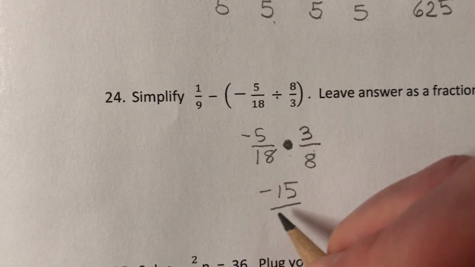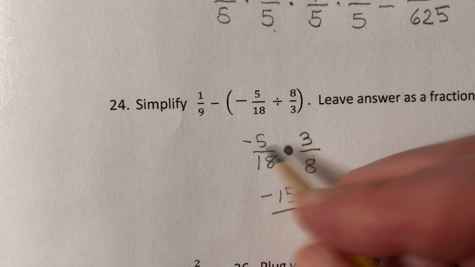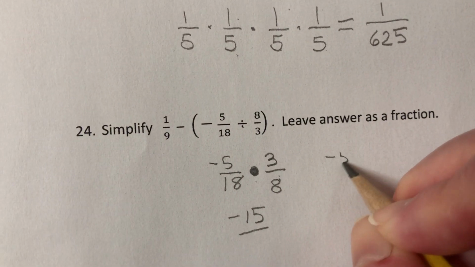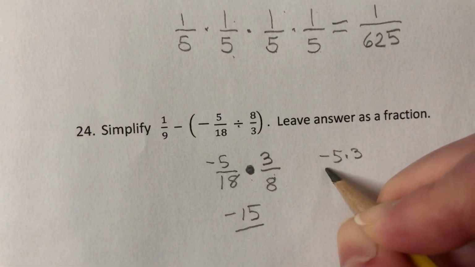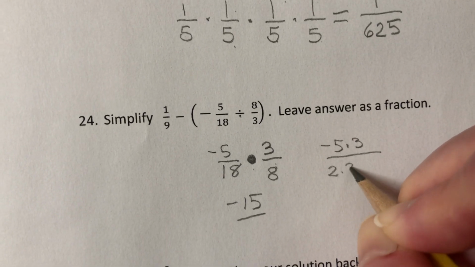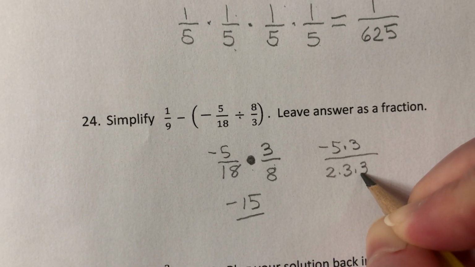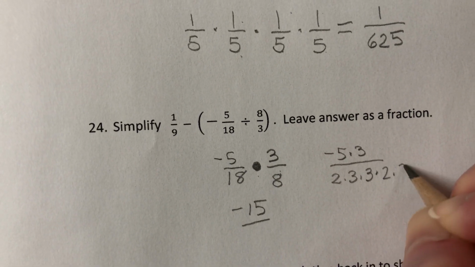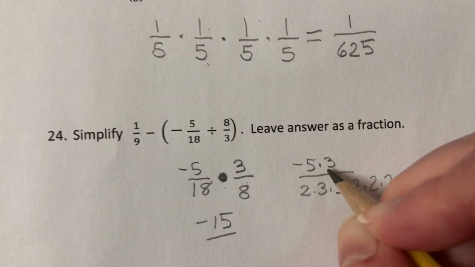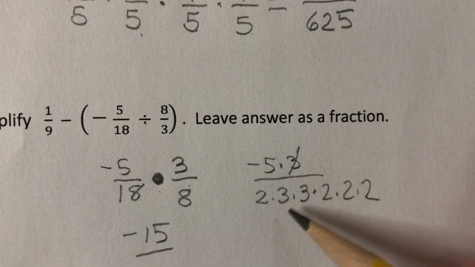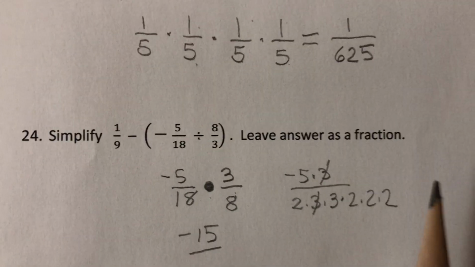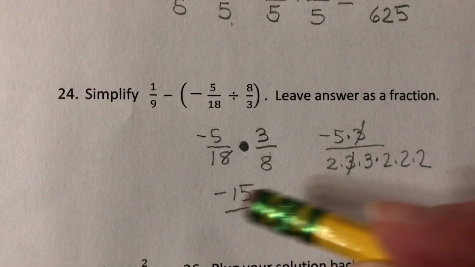Well, actually, I might not want to do that because that's a large number. So let's break it down instead. Let's break down the 18 into 2 times 3 times 3. Then the 8 we can break down into 2 times 2 times 2. We're looking for common factors. 3 divided by 3 is 1. So that's going to make it easier than doing 18 times 8 and getting a really big number.